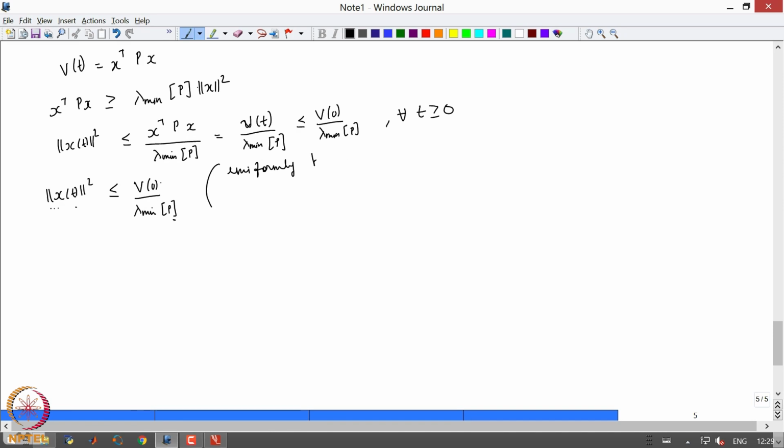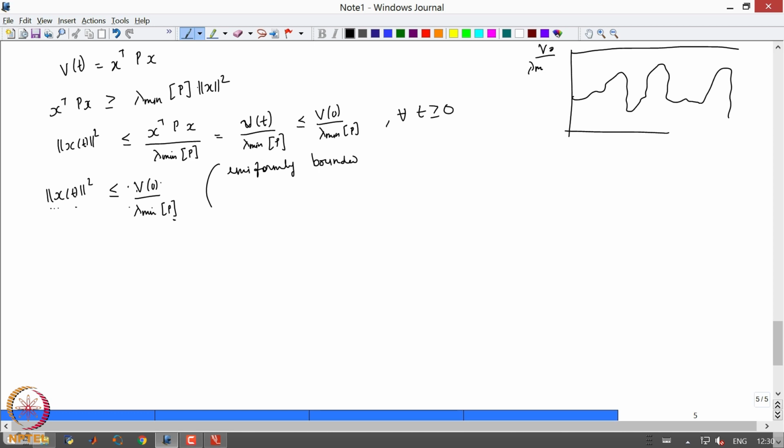Sorry, whatever happens, maybe they start here, they go here, and whatever, the solutions will always be bounded by this number here, V0 over lambda min of P. So, this is uniformly bounded, and therefore, I can at least now with this step say that the system is stable, marginally stable, so to speak.